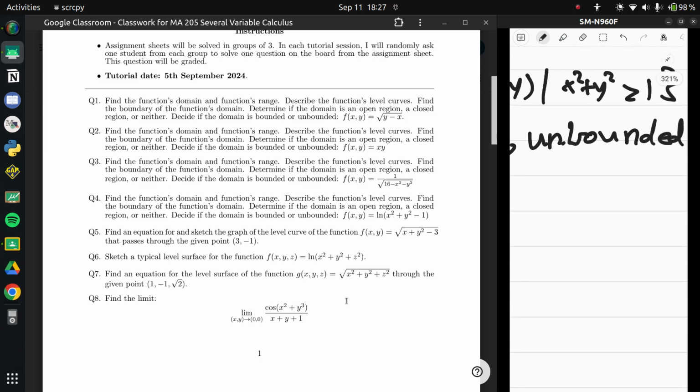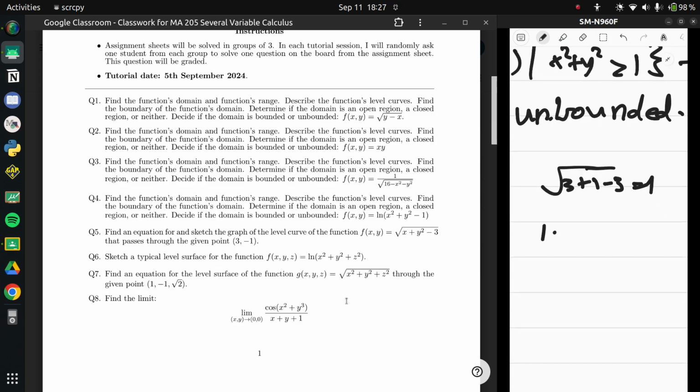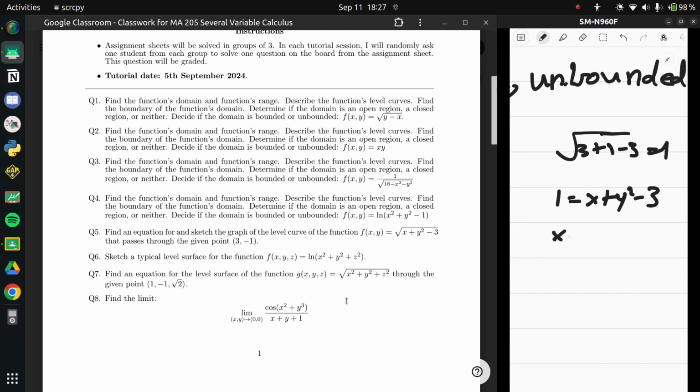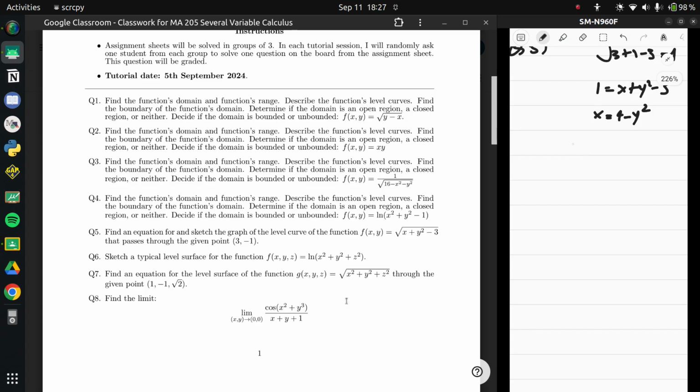So at 3 comma minus 1, what is z? It's just the square root of 3 plus, i squared is just 1, and then that minus 3, which is like 1. So basically z equal to 1. So you just have to have 1 equal to the square root of x plus y squared minus 3, which implies x is equal to, what was I going to do? I kind of forgot. Oh yes, it is equal to 4 minus y squared. Sure. Looks familiar. So just 4 minus y squared.